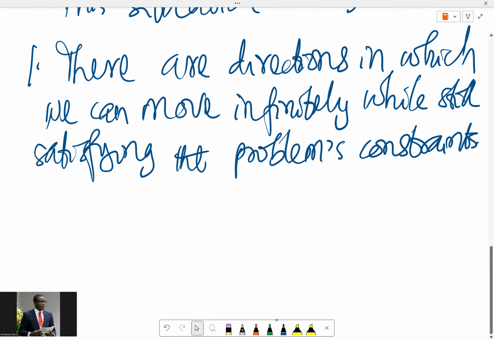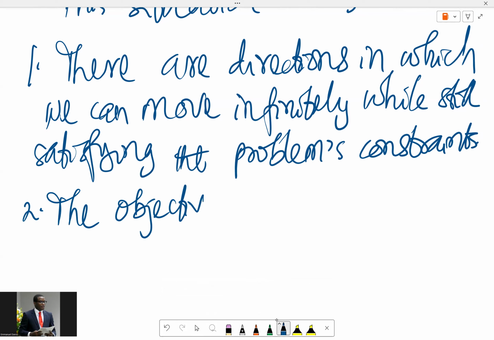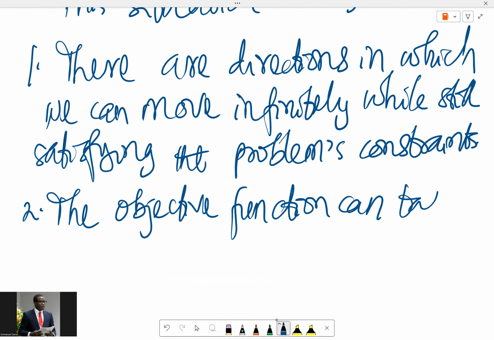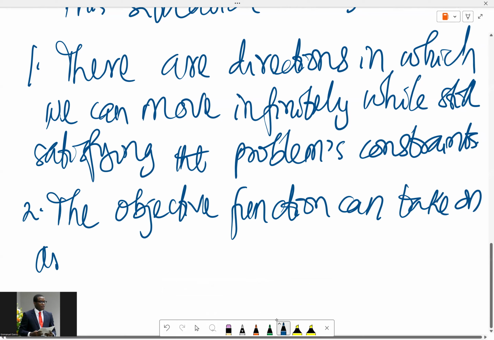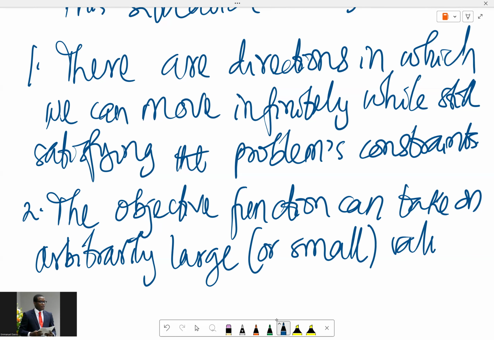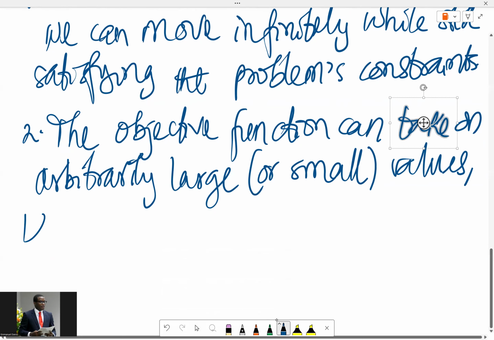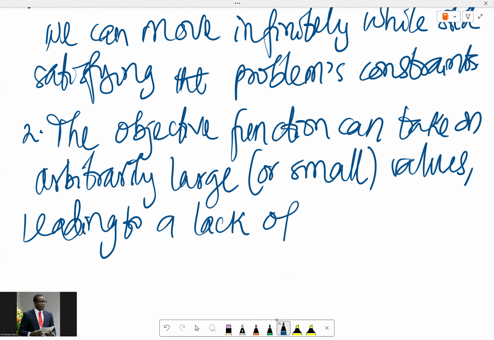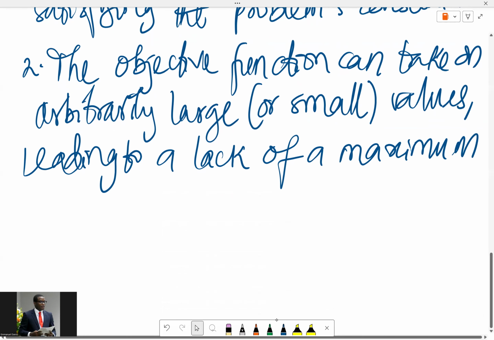Okay, that's one. Another one would be that the objective function can take on arbitrarily large or arbitrarily small values, leading to a lack of a maximum or minimum value.